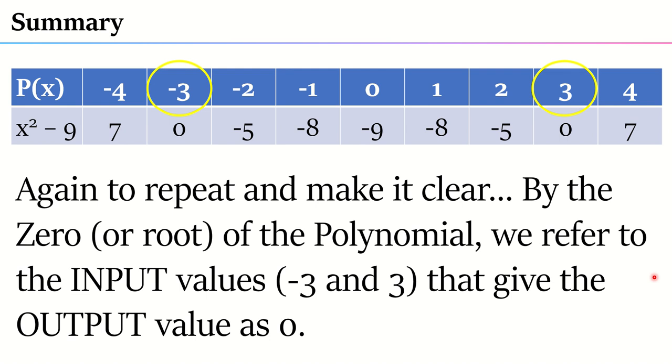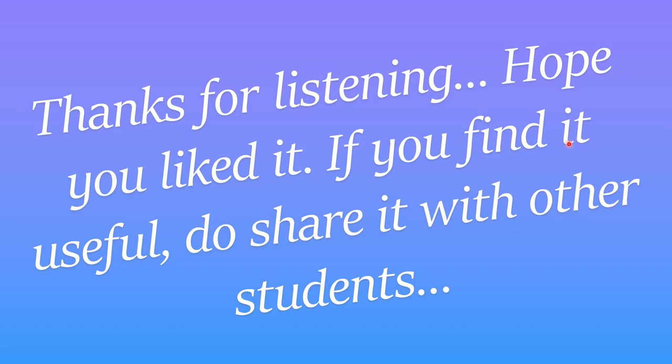Since it is an important idea, I again repeat here, by zero I am not worried about the value of the polynomial being zero here. By zero I mean the value of x which gives you the 0 in the results. So here the input values of minus 3 and 3 will give you the value of polynomial as 0. So that's why minus 3 and 3 are zeros of this polynomial.